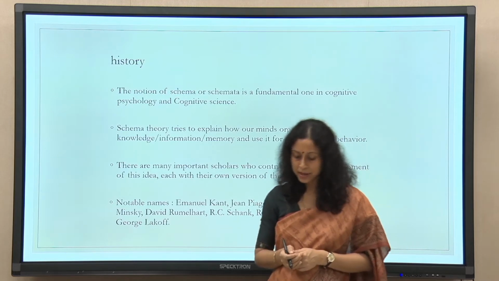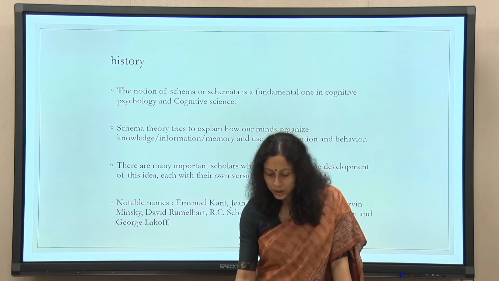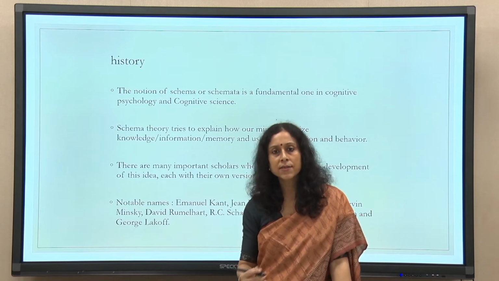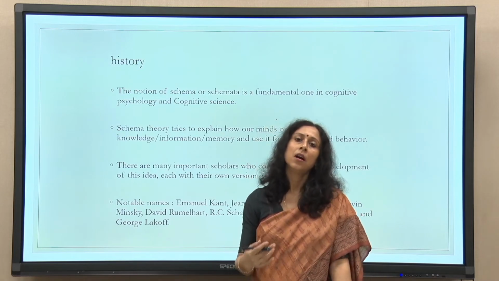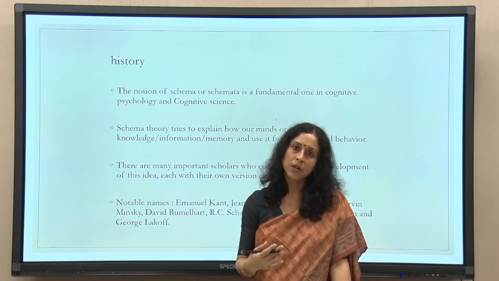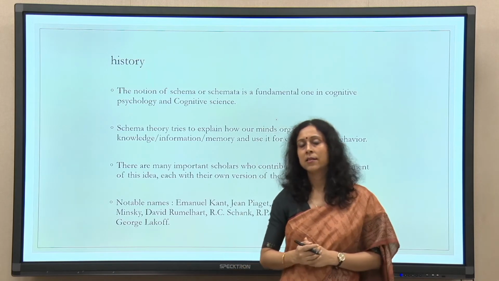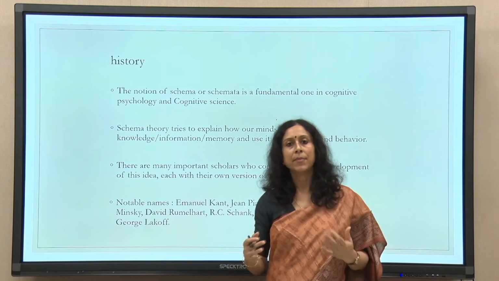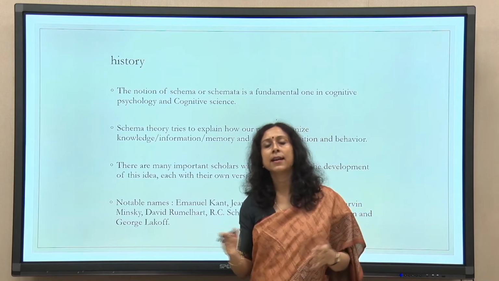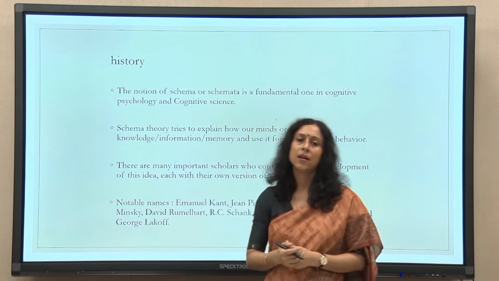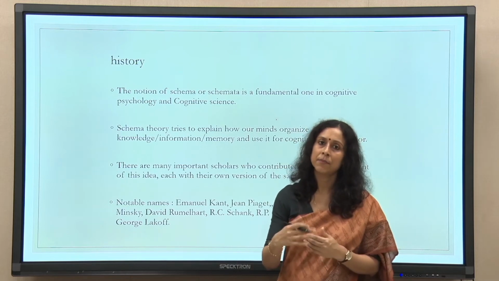This is where schema theory comes from. So, how does our mind organize various different kinds of experiences into, let us say, small boxes? Like, let us say it is a file cabinet. A file cabinet has many smaller drawers, each of which can be called a schema.